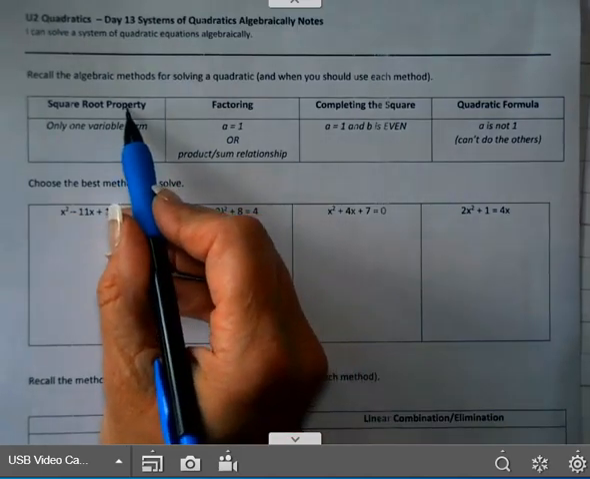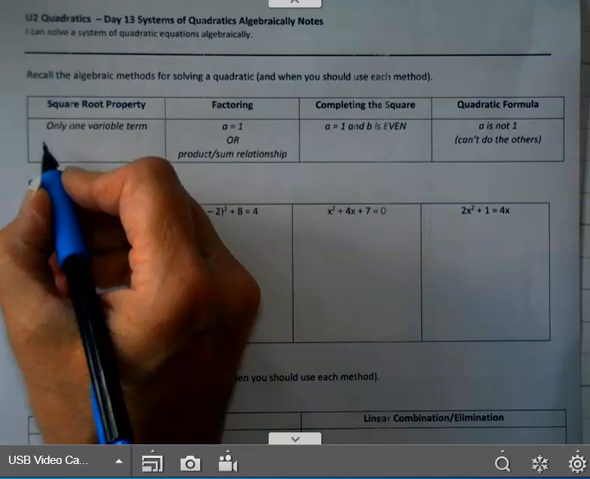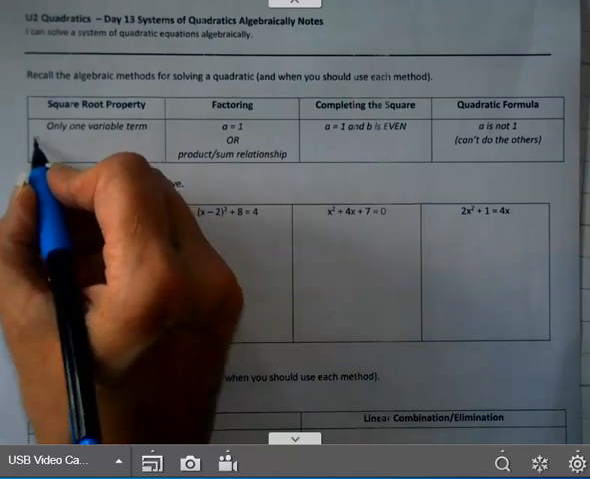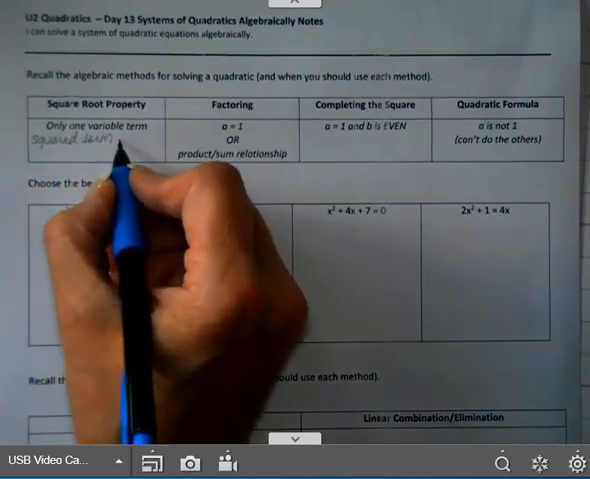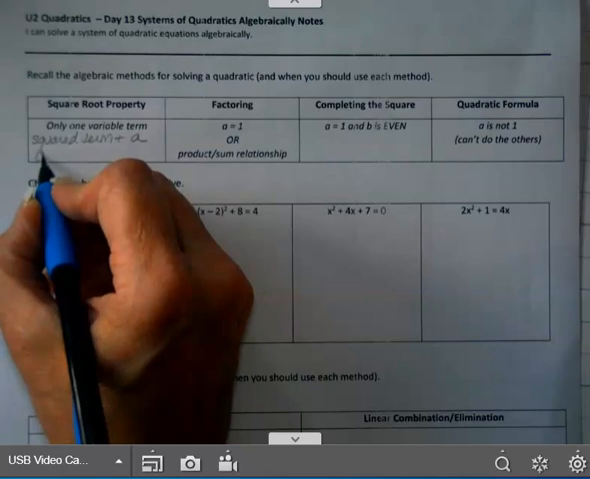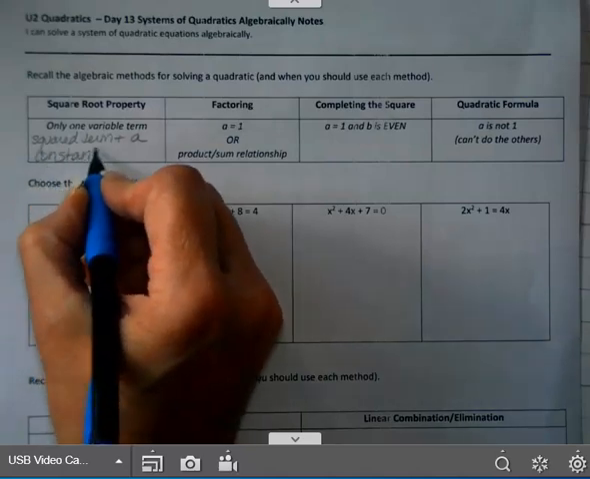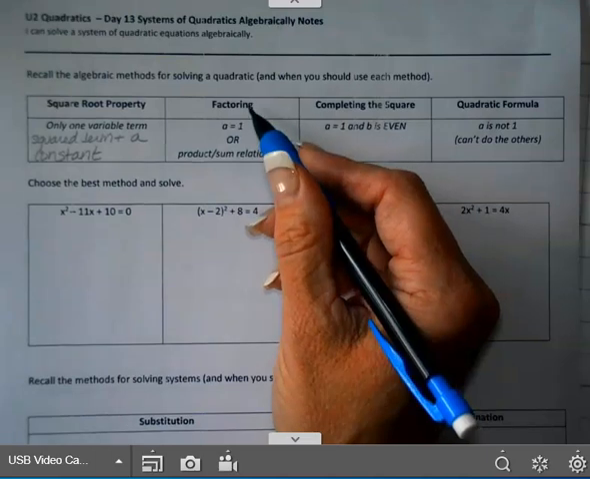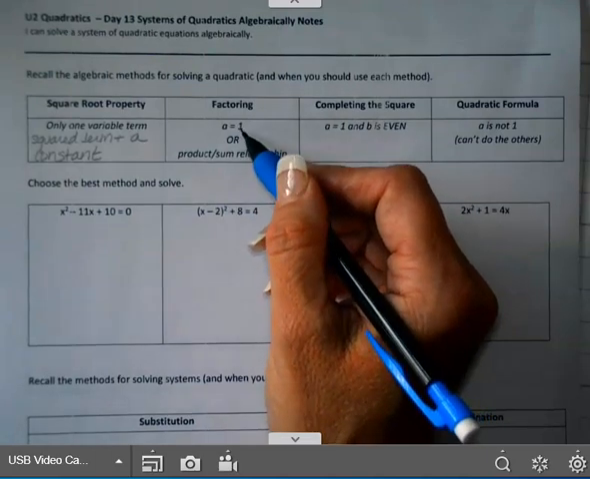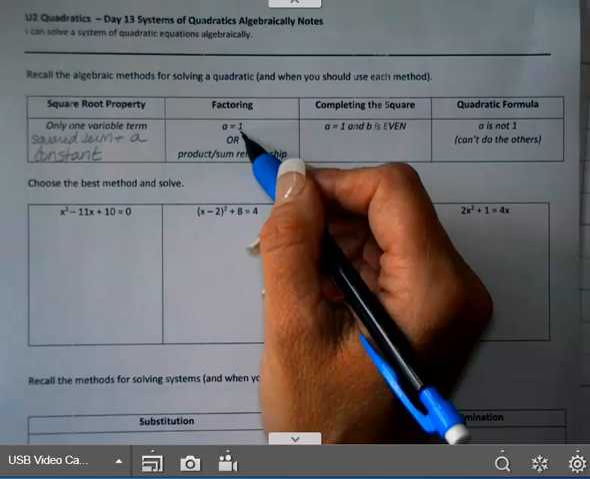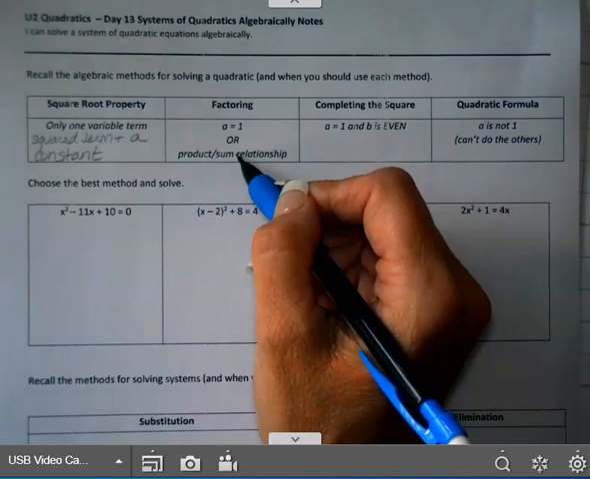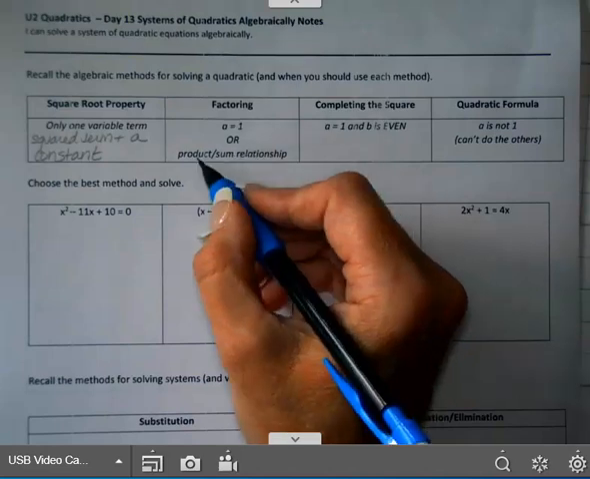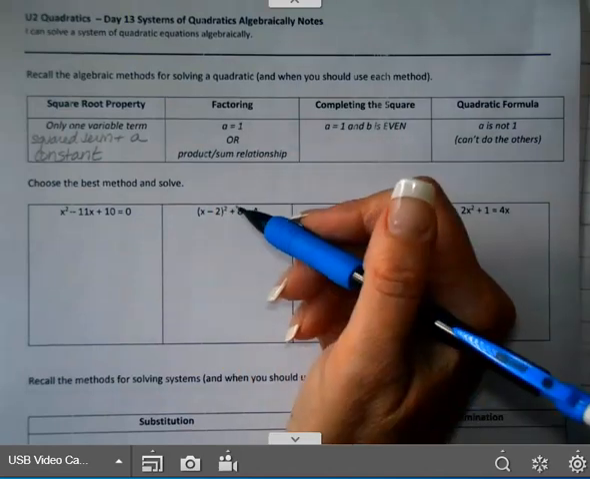You want to use the square root property when you have a squared term and a constant. You'll use factoring if A is 1 and you have a product sum relationship, or if A is not 1 and you still have that product sum relationship. So I probably just scratch that part out. If you have a product sum relationship, I'd pick factoring.